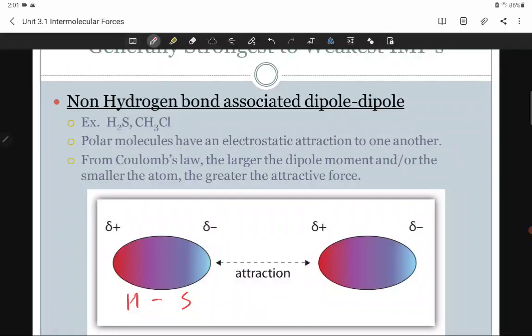So like H2S would have two of those types of bonds. So partial positive, partial negative, and then you would have again that, and so that partial positive and this partial negative have an electrostatic attraction to each other. Not as strong as the electrostatic attraction water to water, but still fairly strong.